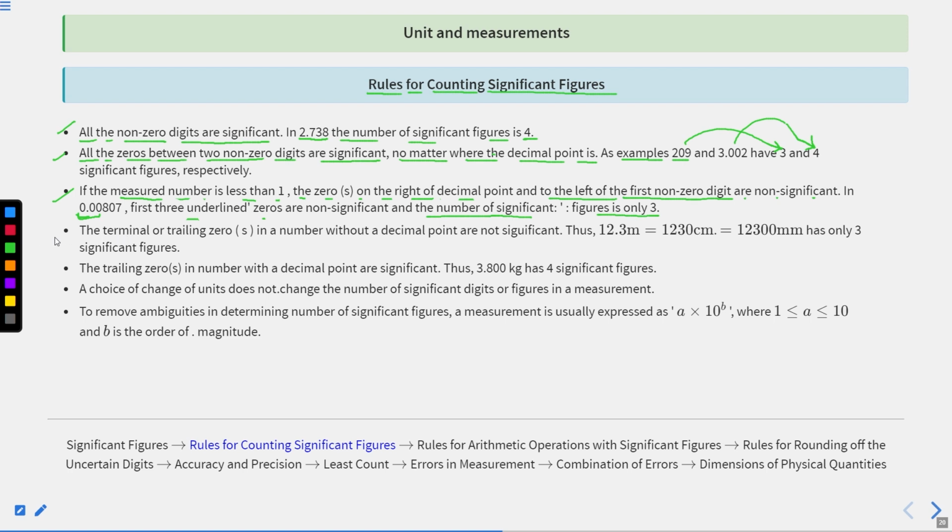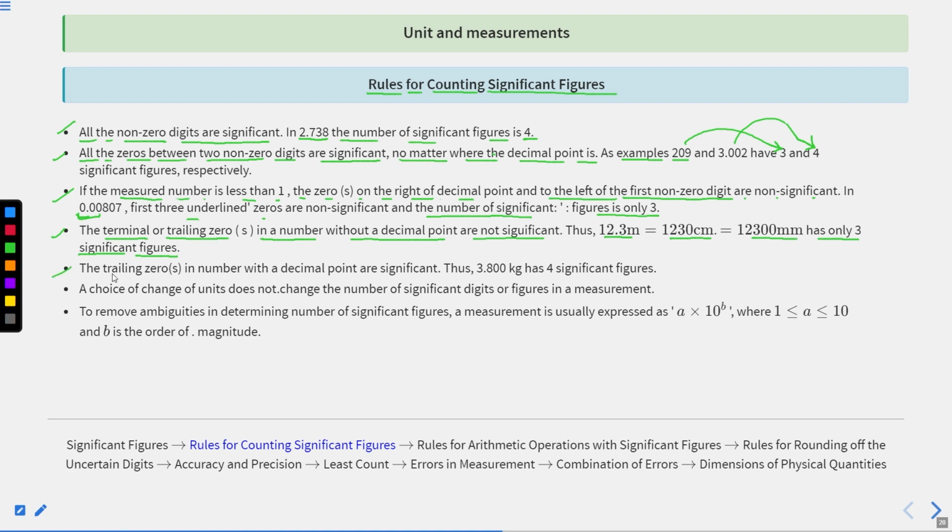Next rule is, the terminal or trailing zeros in a number without a decimal point are non-significant. Thus, 12.3 meter is equal to 1230 centimeter and equal to 12300 mm, which has only three significant figures. Clear?